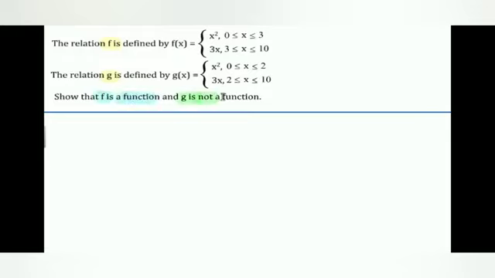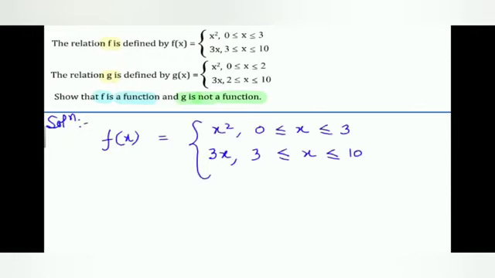I think we know all the topics of relation and function. So miscellaneous exercise 2 is a mix of sums on relation and function. So it's question number 1: f is a function and g is not a function, right? You all know the definition of function.